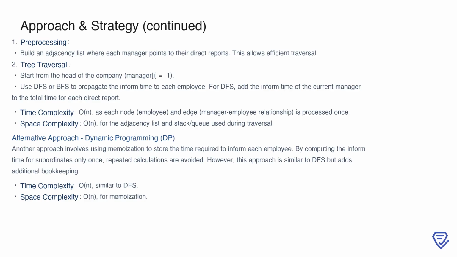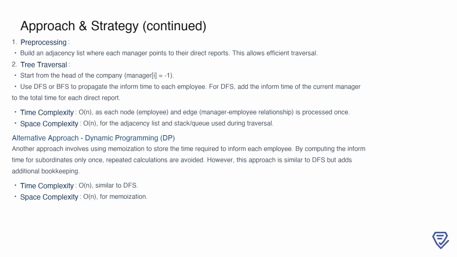Using either DFS or BFS, we propagate the informed time from the head down to each employee. In DFS, for example, the informed time of the current manager is added to the total time for each of their direct reports. This way, we efficiently account for the cascading nature of the informed times. The time complexity of this approach is O(n), as we process each node and edge exactly once. Similarly, the space complexity is O(n), accounting for the adjacency list and the stack or queue used during traversal.